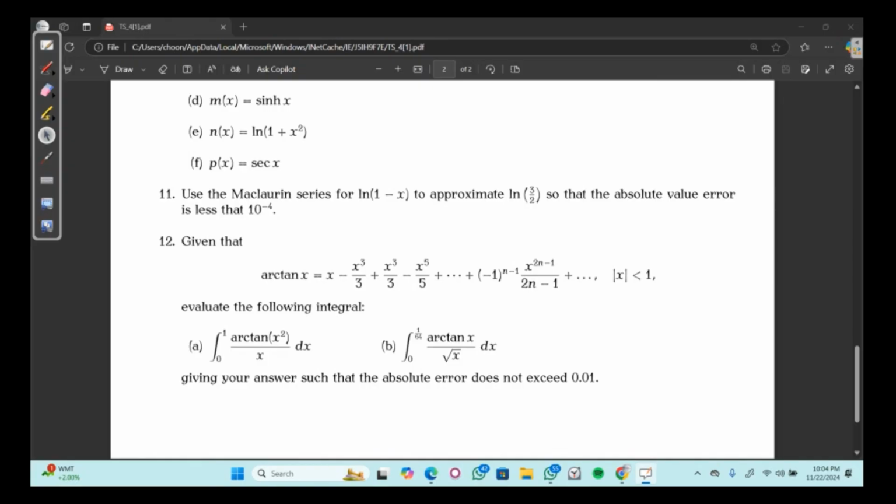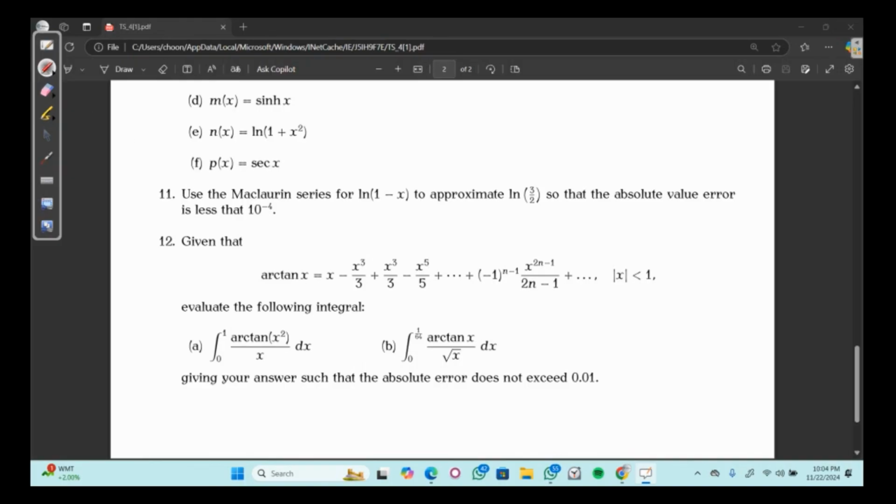So it says, given that arctan x is equal to x minus x to the power 3 over 3 plus x to the power 5 over 5, you are given it's like what you have here. This one here is the Maclaurin series of arctan x. Then you want to use that to evaluate these integrals. How you use that to evaluate these integrals is very, very simple.